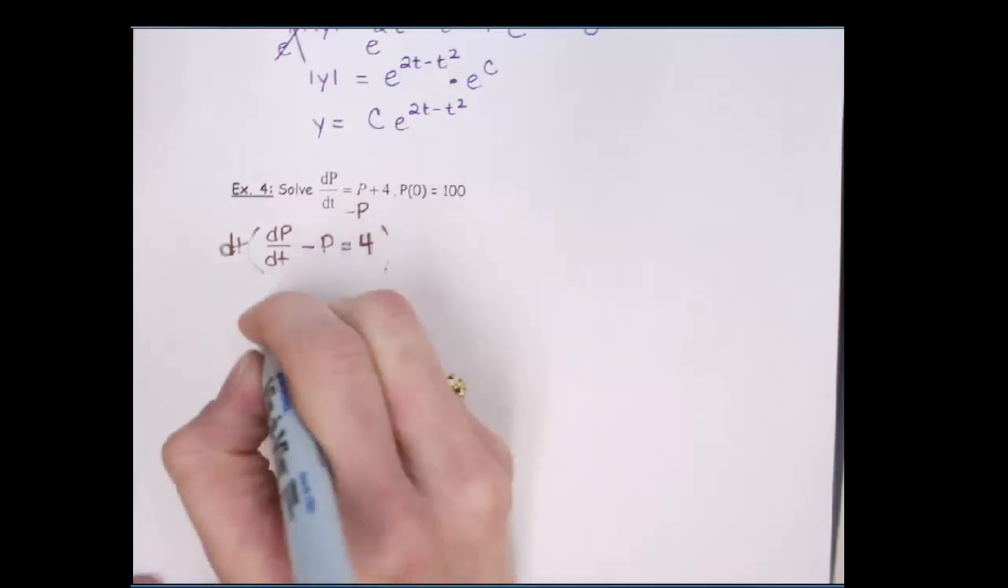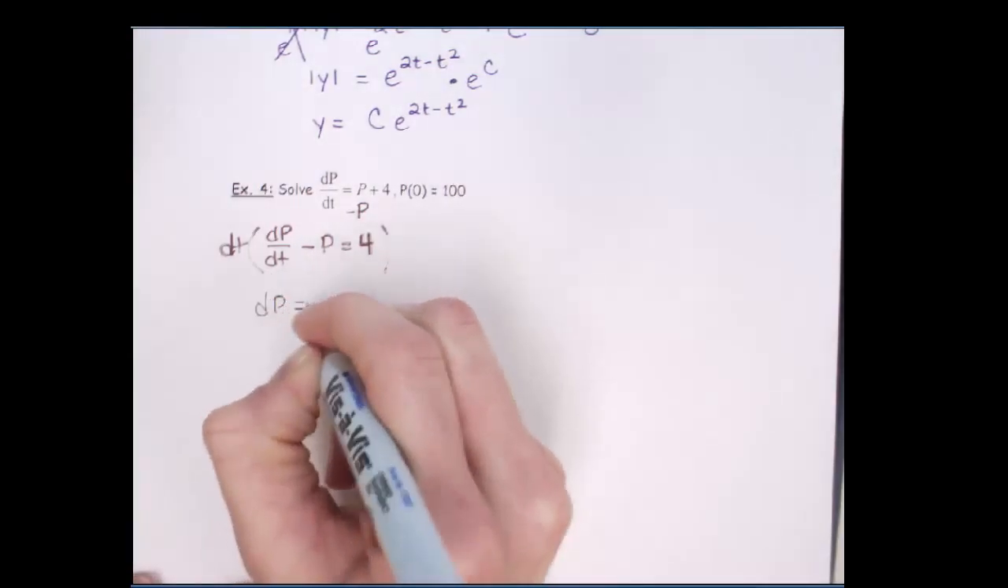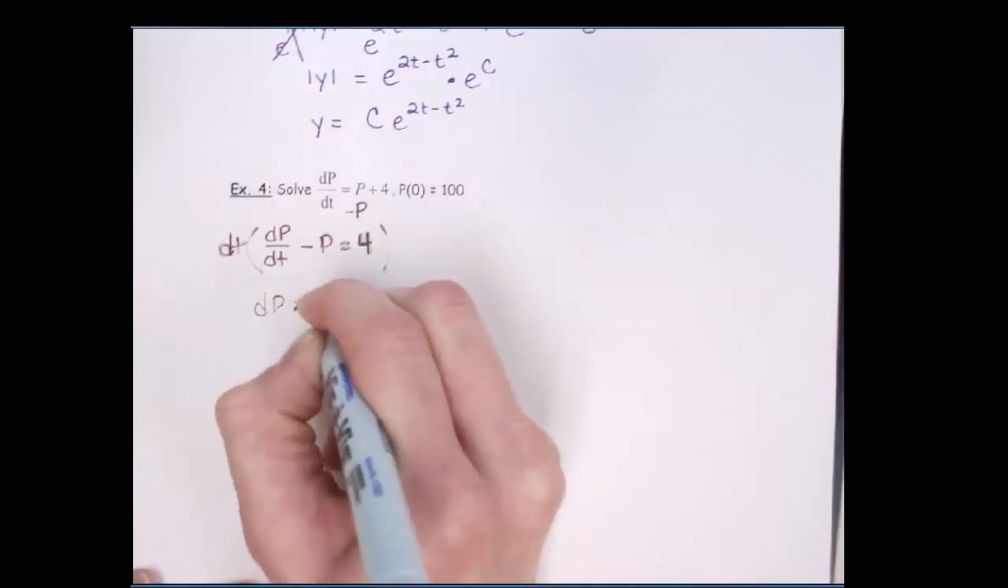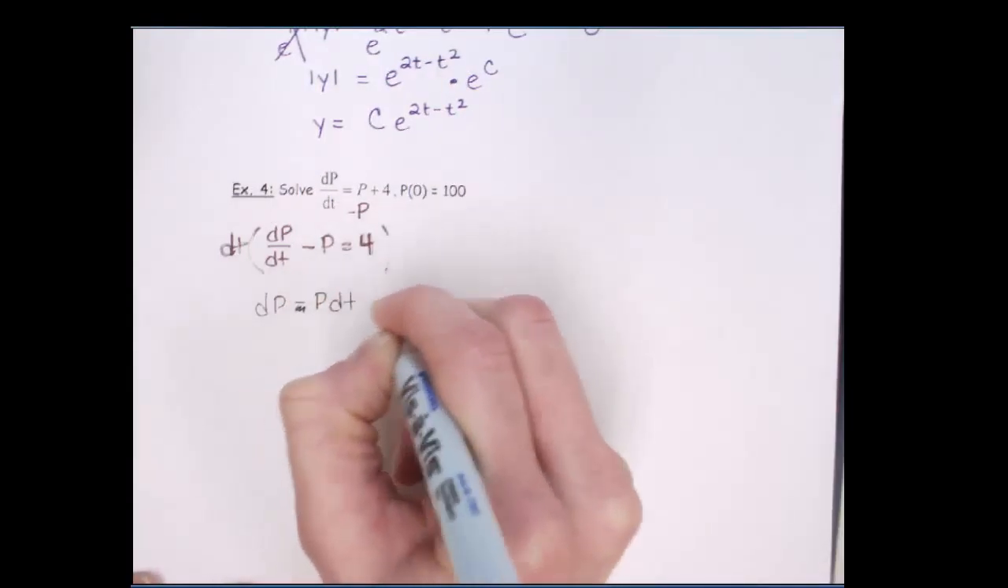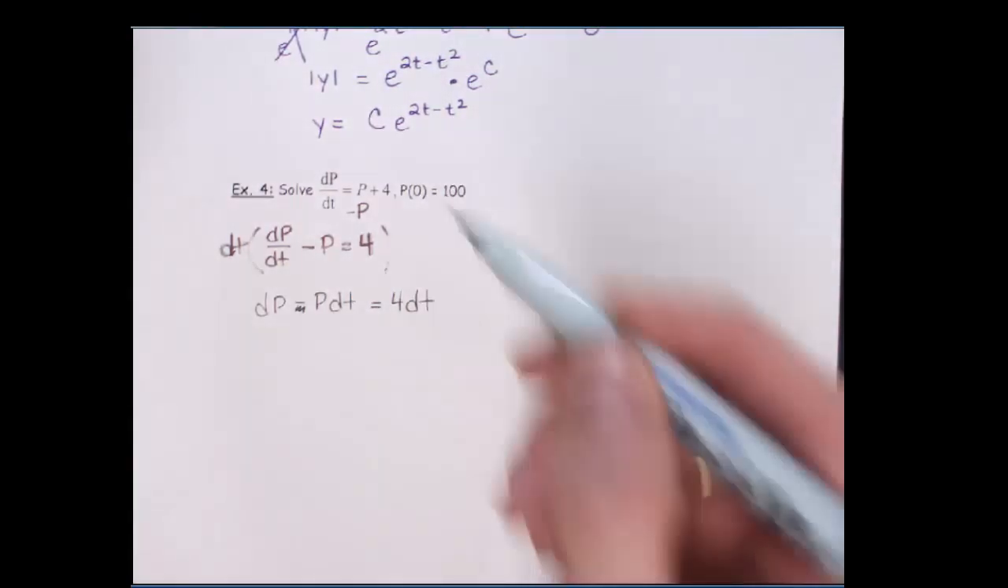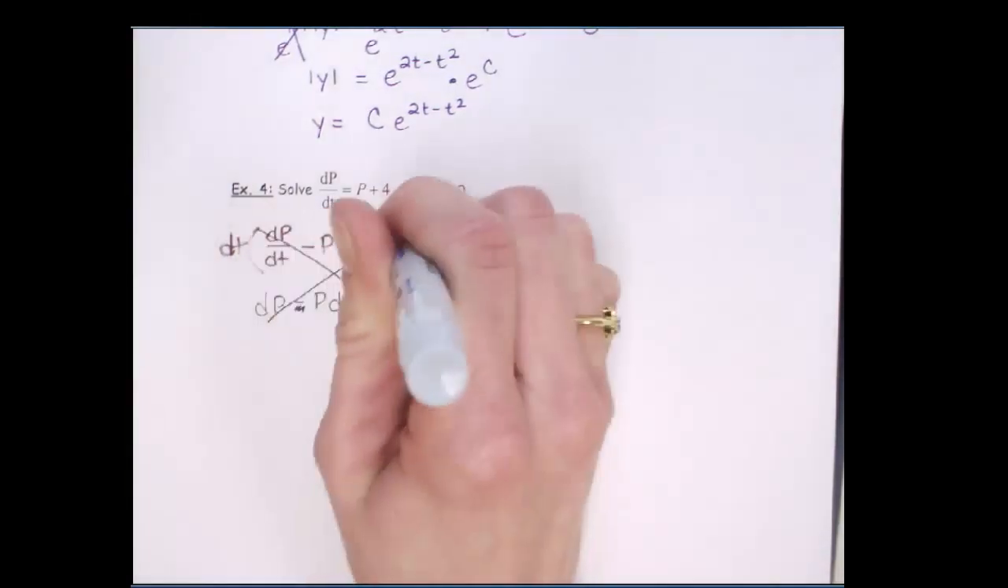I'm going to end up with dp, oops, sorry, that's a minus, minus p dt equals 4 dt. And that really makes no sense. We cannot take the antiderivative of this. So we don't want to do it this way.